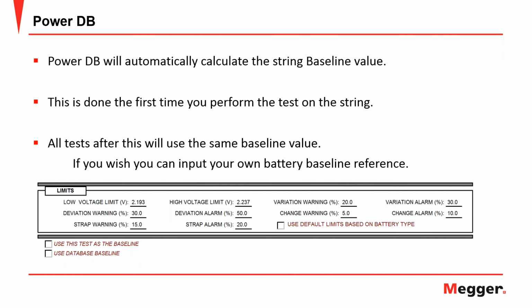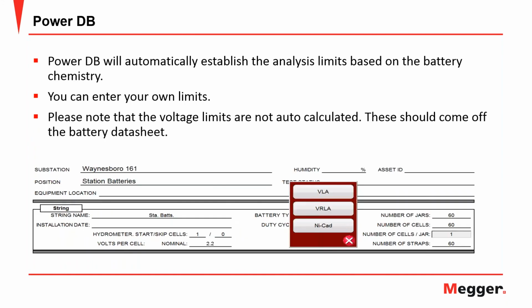In addition, you can select the cell chemistry and it will automatically fill in the limits for you, so you don't have to wonder how much deviation from string average you have to worry about. These get automatically populated so that you can just see the charts and easily see what's good, what's a warning, and what is an alarm.